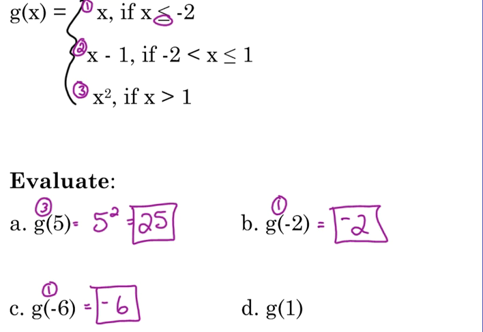How about G of 1? Piece 2. Because that's where it's equal to 1. So we've got 1 minus 1, which is 0.